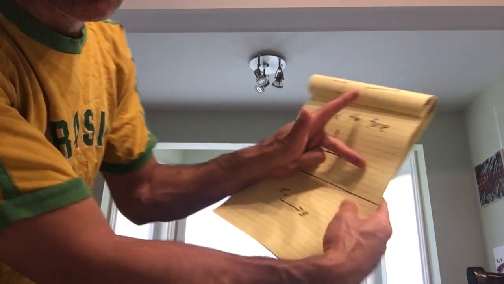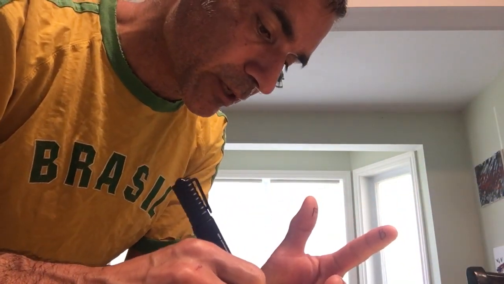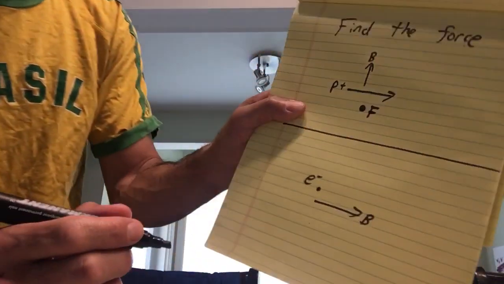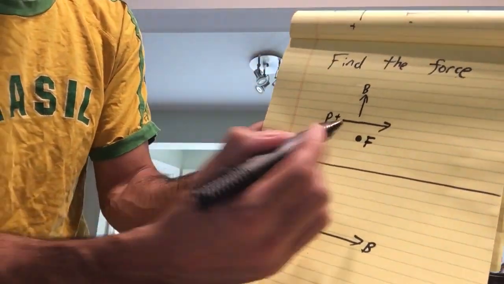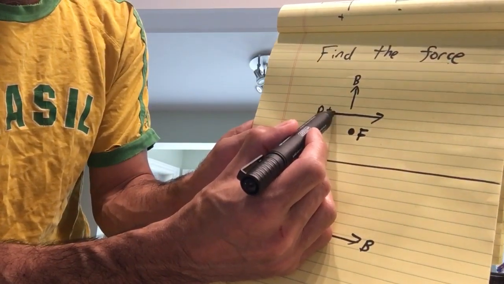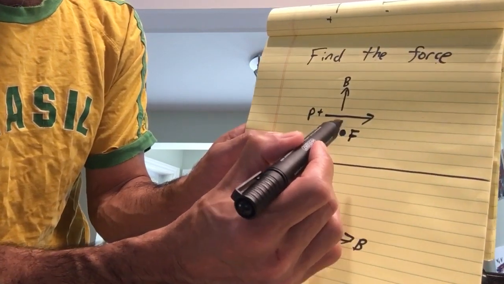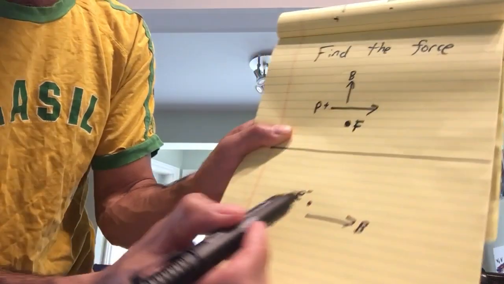And when I do this, notice my thumb is pointing up, out of the page. So the answer here is that the force is going to be coming out of the page. If my magnetic field is up and my positively charged particle is flying through it that way, it's going to receive a force pushing it out this way.